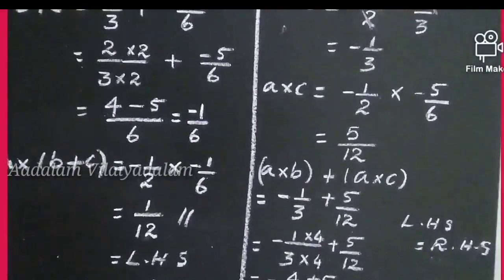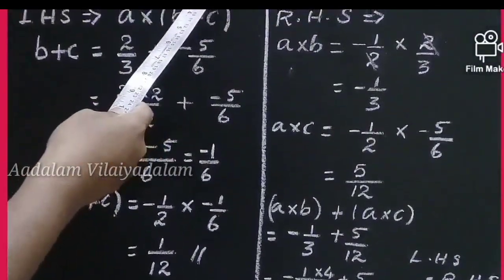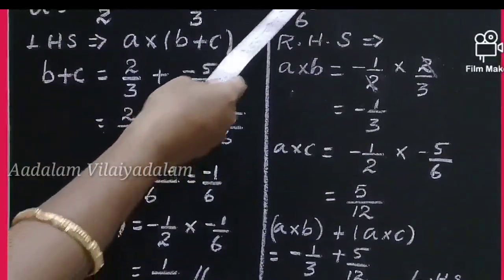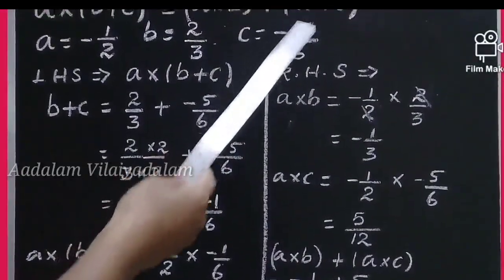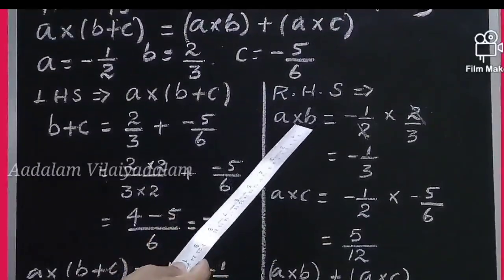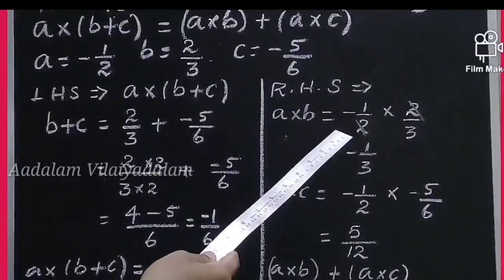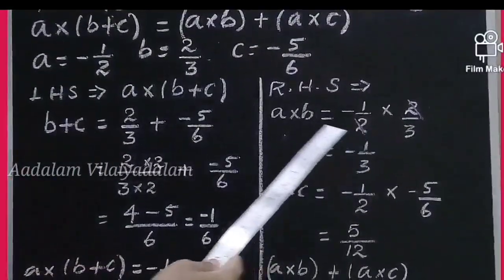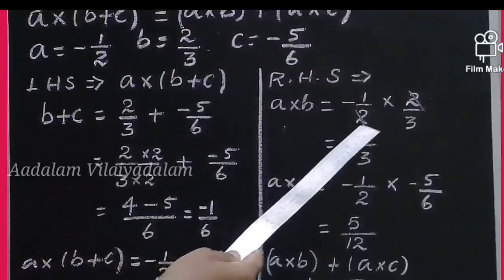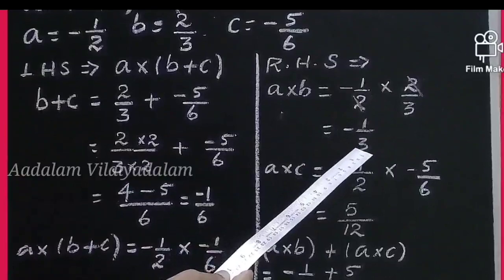Next we have to find the RHS value. So in RHS, first you complete A into B value. Next you complete A into C value. Then add the values, A into B plus A into C. So in RHS, first you have to complete A into B value. Here the A value is minus 1 by 2, B value is 2 by 3. So multiplication means cancellation only. Here 2 cancel. The remaining answer is minus 1 by 3.